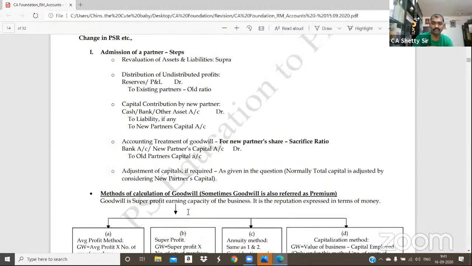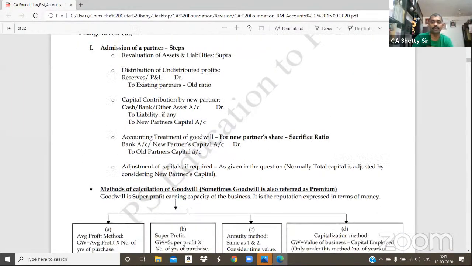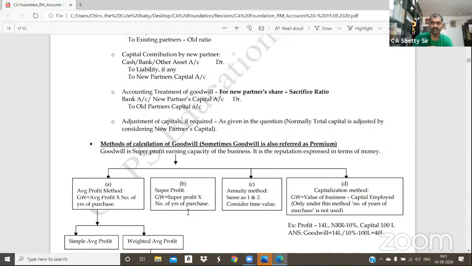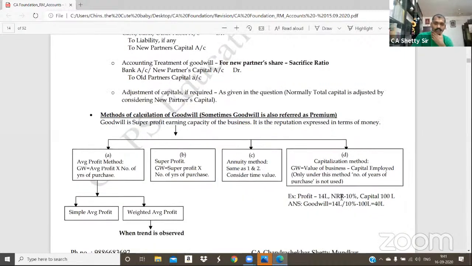Then there was a small deviation. How do you compute goodwill? So there are only two methods if you ask me. Profit method, P&L based. Balance sheet based is capitalization. The first three are absolutely the same. Profit into number of years of purchase. In the fourth case only there is no number of years of purchase because it is balance sheet based. Worried, all of you? Same thing in short form.